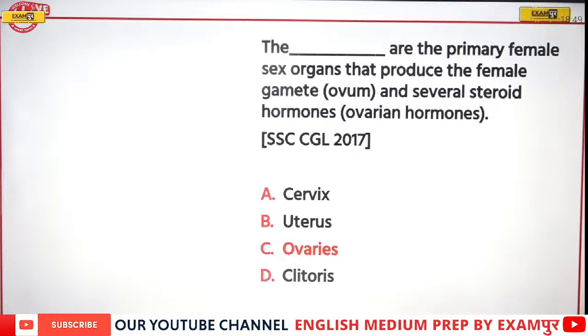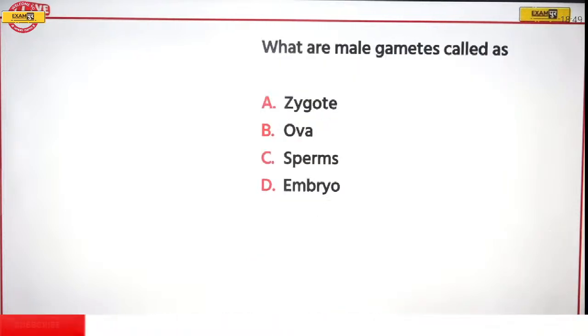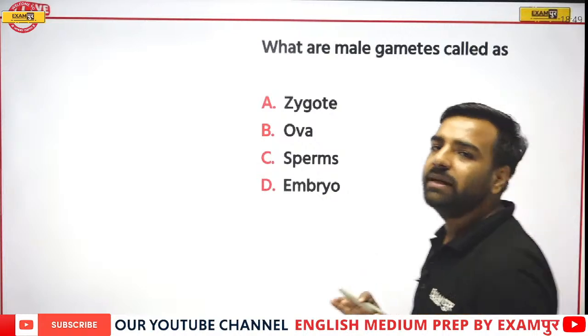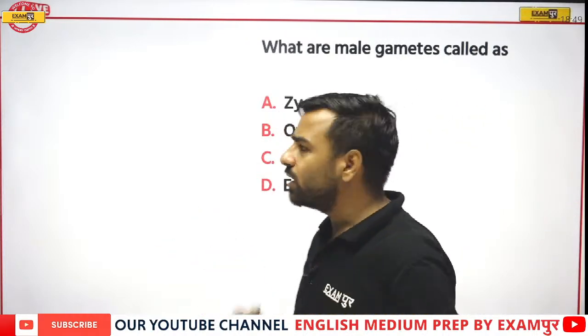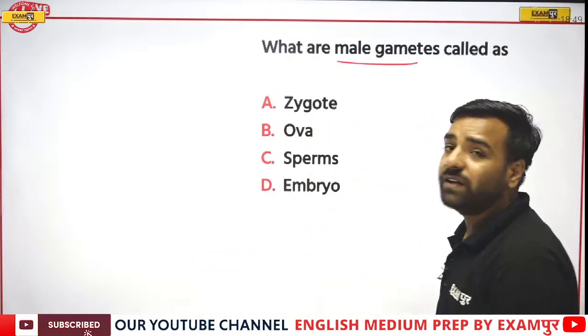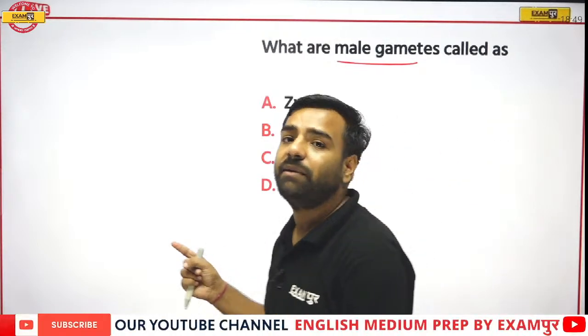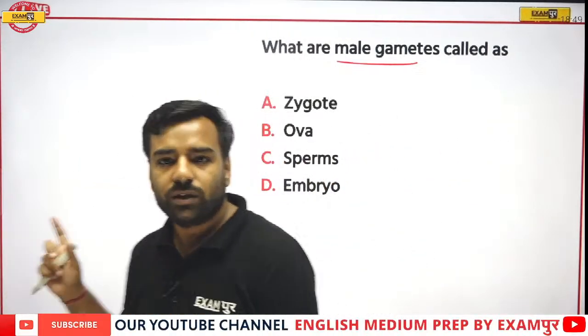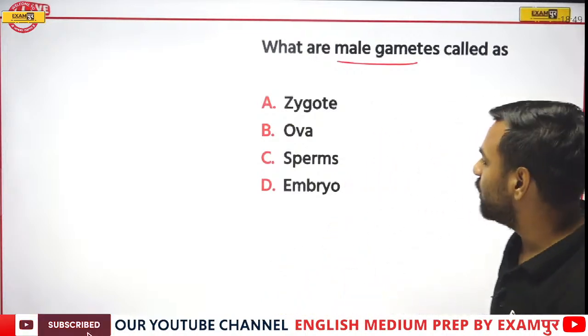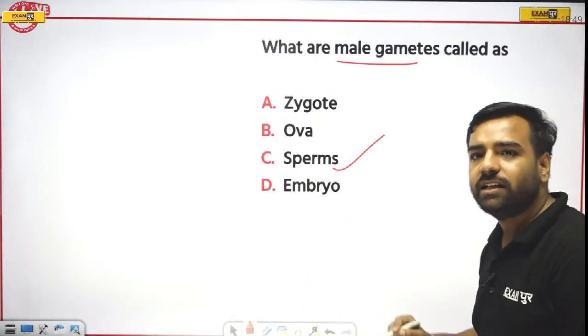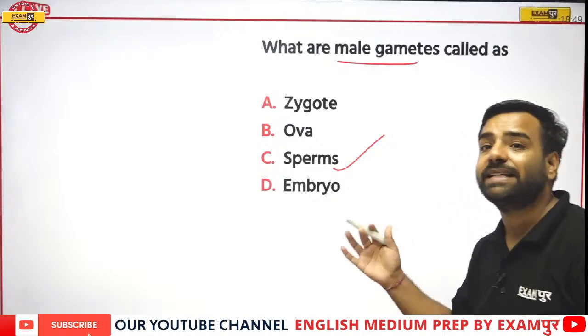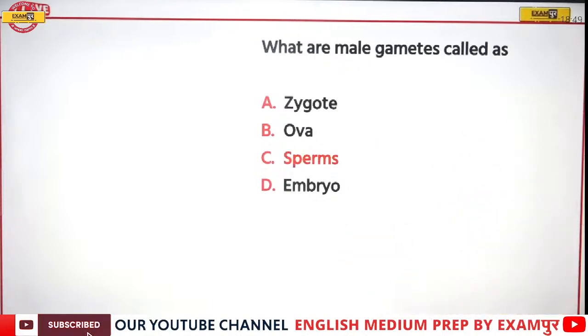Next. What are male gametes called? Now if I talk about the male gametes, that means we are talking about sperms. When we talk about the female gamete, we talk about egg cells. So yes, sperm is going to be the correct answer. And from where are they generated? They are generated from the testicles, that is our testes. Yes. So here option number C is correct.